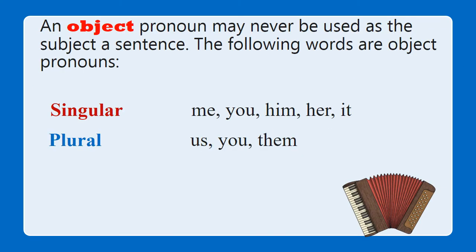An object pronoun may never be used as the subject of the sentence. Remember that. The following words are object pronouns. Singular object pronouns will be me, you, him, her, and it. Plural object pronouns will be the words us, you, and them.